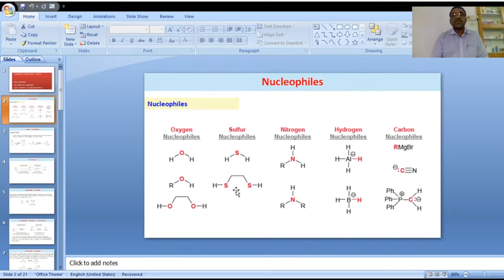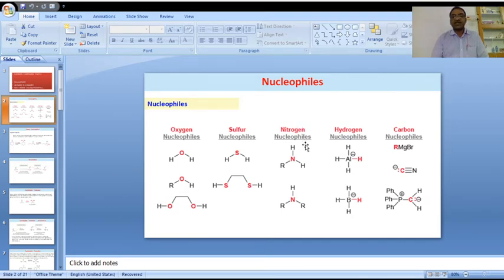Okay, now let us go to sulfur nucleophiles. The sulfur nucleophile is H2S gas. It is related to the peroxide structure, but instead of oxygen, here we have sulfur atoms. This is also a sulfur nucleophile, a sulfur atom containing nucleophile.